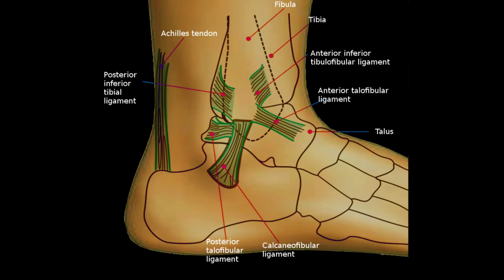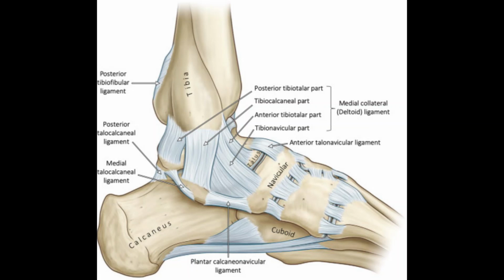Eversion or pronation of the foot is turning the ankle and foot outward, away from the midline, with weight on the medial edge of the foot. So imagine that you're standing on the medial edges of your foot and the sole of your foot is pointing outwards. Inversion or supination of the foot is turning the ankle and foot inward, towards the midline, with weight on the lateral edge of the foot. So you would be standing on the lateral edges of your feet with the soles pointing towards each other.